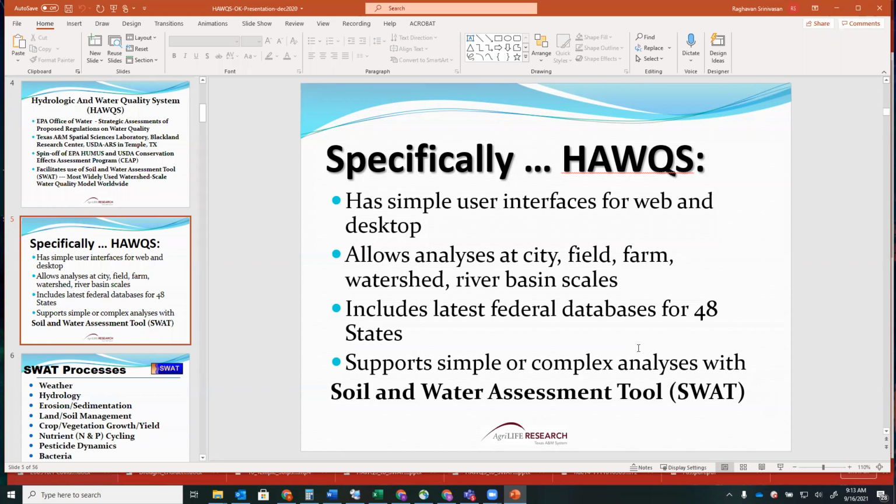platform or SWAT Editor tool, where you can take the HAWQS input data set and feed it through the SWAT Editor and customize it to the nth degree and run the model for any application that you may be interested in. And like I already mentioned, you can analyze a small city, individual farms or fields, or micro catchments, all the way to the river basin scale. Okay. It says 48 states. It's 48. The database came from the 48 states, but it's specifically for Oklahoma, and it supports more simple to complex analysis using SWAT.